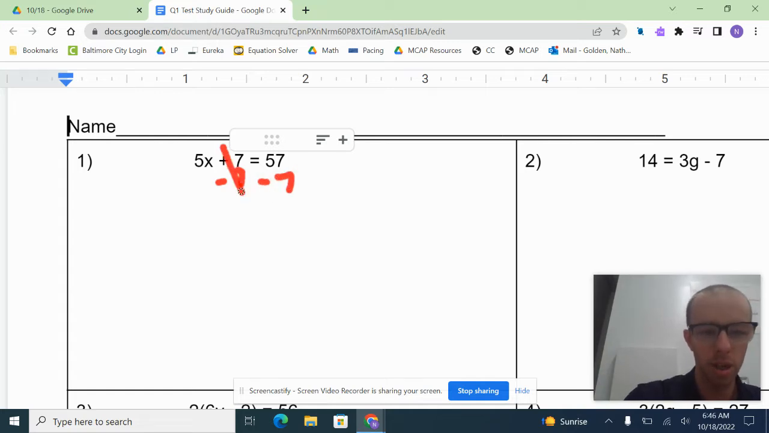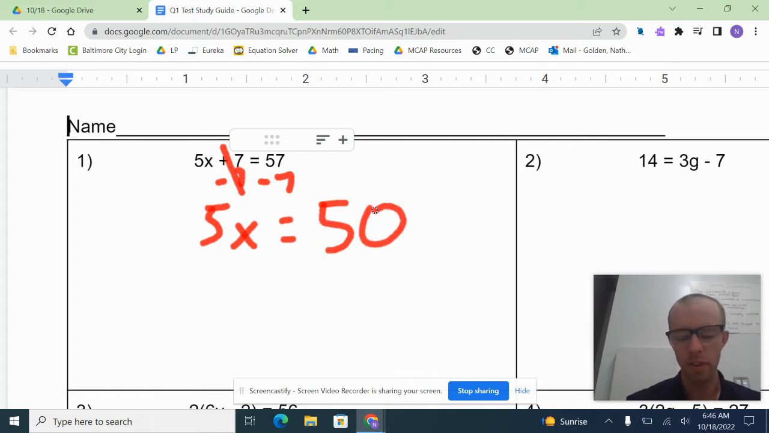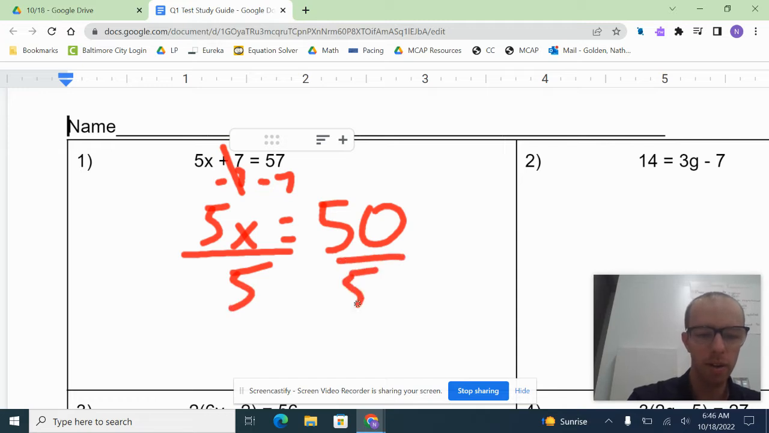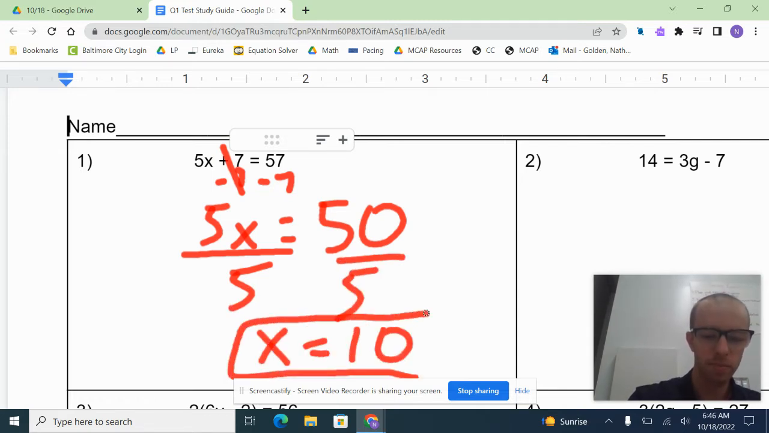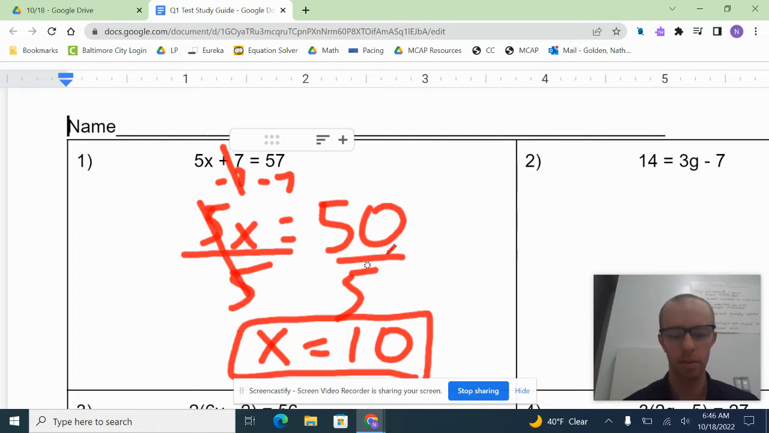These cancel. Whatever I didn't use, I bring down. So I get 5x equals 57 minus 7 is 50. This is saying 5 times x gives me 50. Divide each side by 5. I get x equals 10, because these cancel. X is left by itself. 50 divided by 5 is 10.